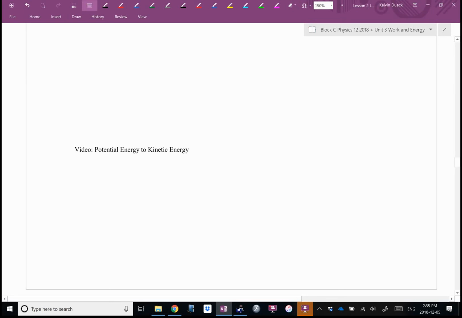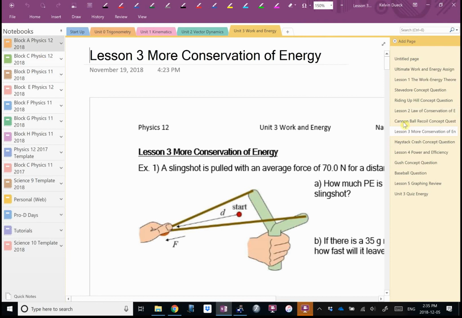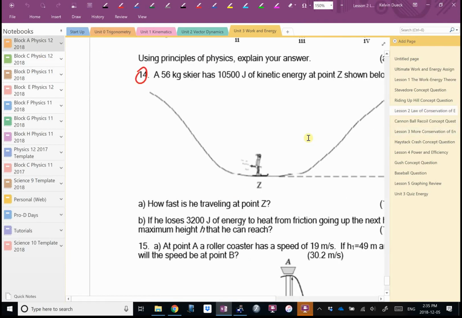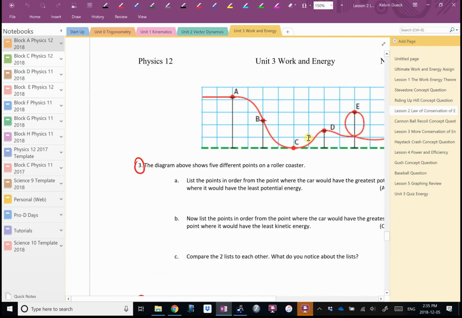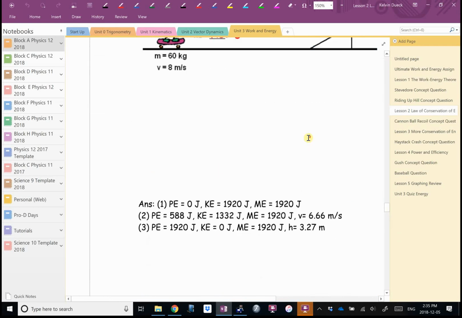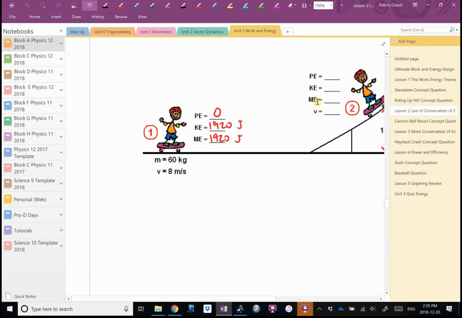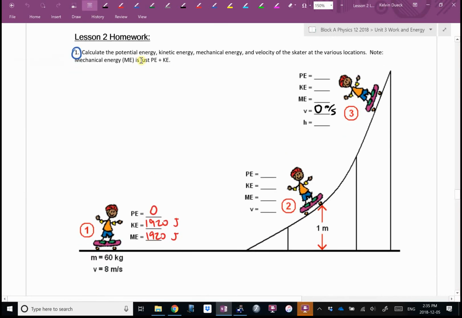For now, if you're wanting to try some questions, I got a little further with my block A's. Here's some of the questions that I gave them to try. Number 1. Now, if you look at number 1, don't overcomplicate it. ME is potential plus kinetic. It's mechanical energy. So what I did is we went to half mv squared, and we filled in that there was 1,920 joules. You can fill that in right now. And I just went 0.5 times 60 times 8 squared.